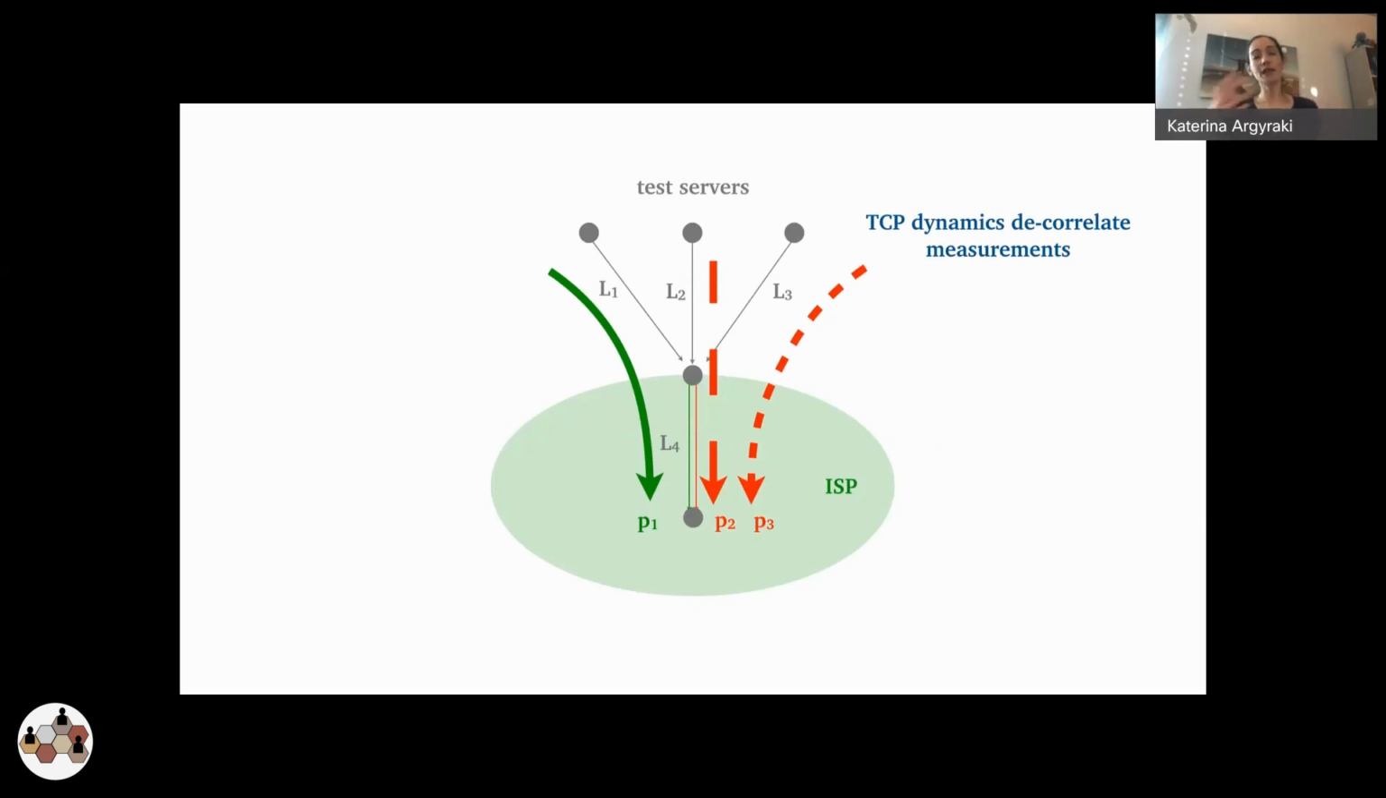So we need longer to capture the correlation. As a result, tomography may mistakenly conclude that the congestion must be happening outside the ISP, which means that we have a false negative.